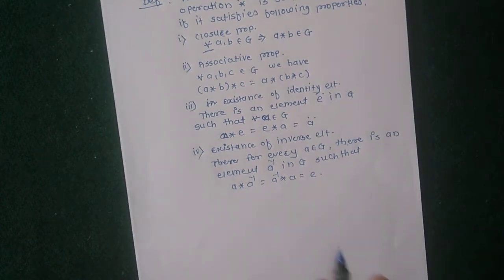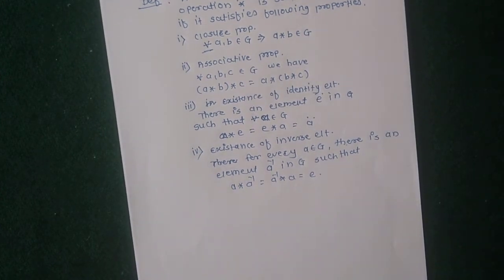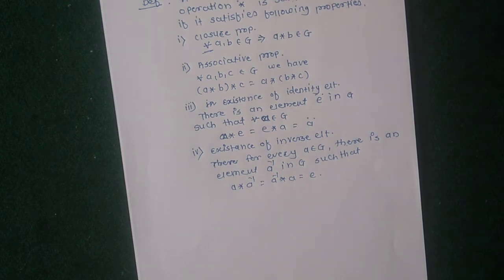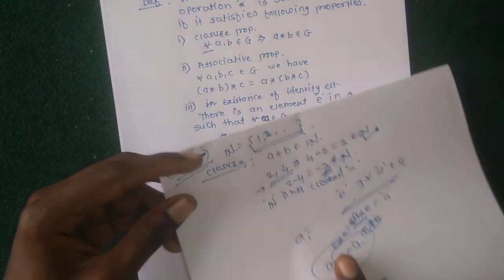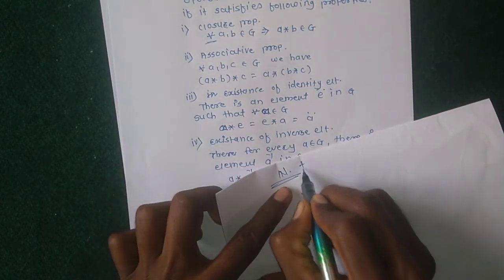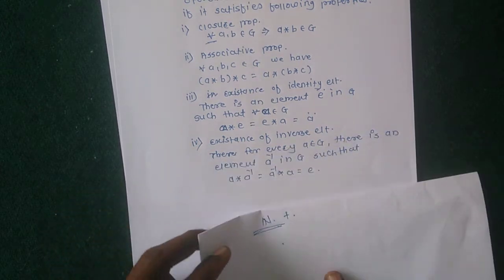And the fourth property, existence of inverse element. Existence of inverse element means that in the given set G, for every element an inverse exists in that given set G. Suppose here we are given the set of natural numbers, and the binary operation applied is addition.